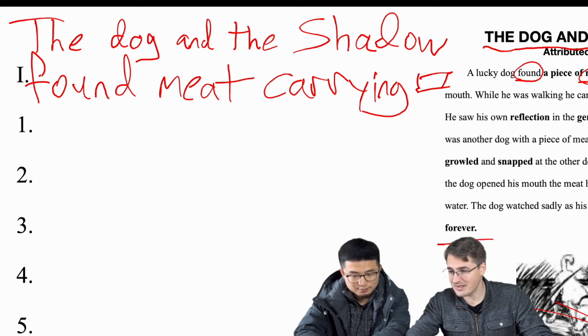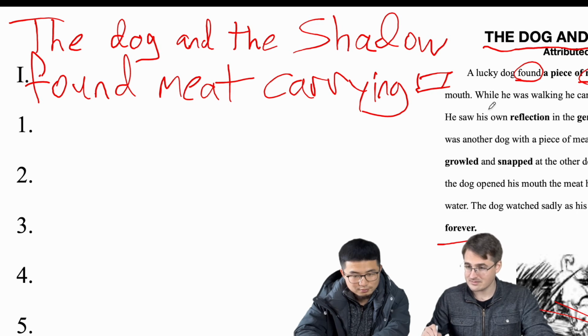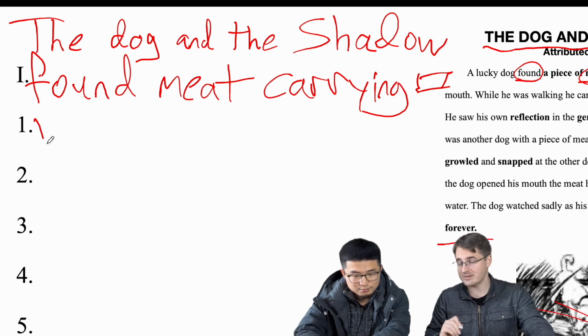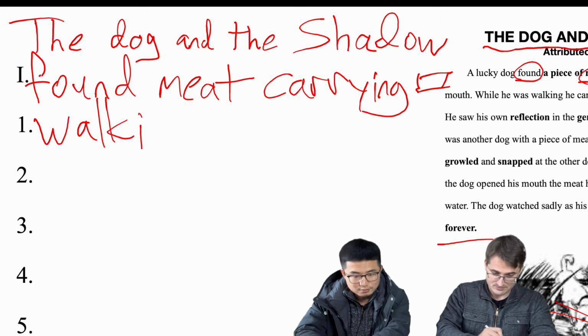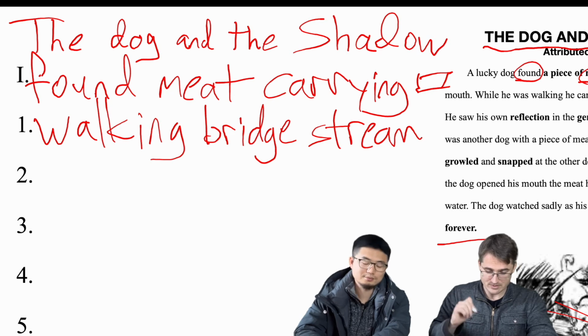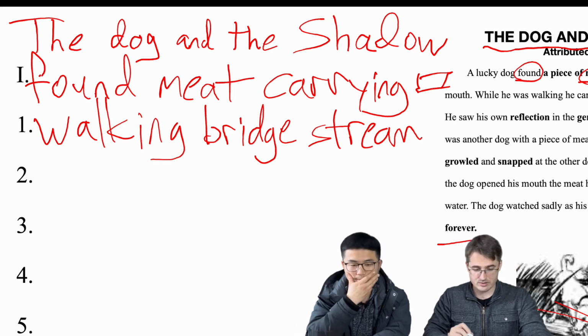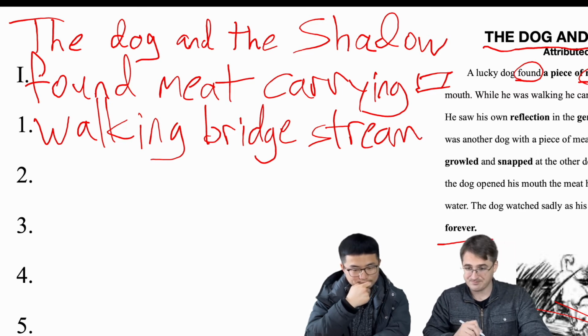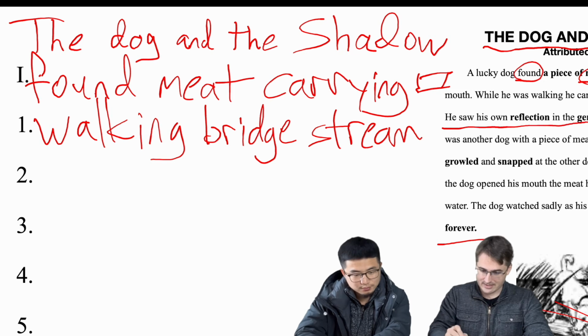The next person I see here is Amanda. Amanda, can you give us this sentence? Give us 3 key words. Walking, bridge, stream. Great, so now we can remember he was walking on a bridge over a stream. A quiet stream. Okay, the next sentence. He saw his own reflection in the gently running water.